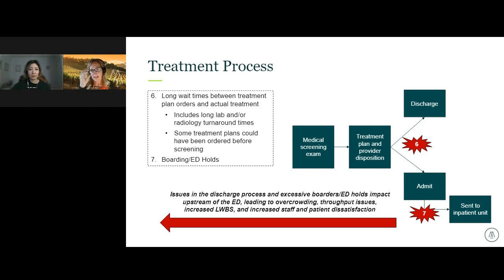Now, your boarding and your ED holds. Again, this is a tough one. Boarding frustrates everybody that works in an emergency department, the clinicians, the providers, everybody. If you're in a big ER, the last ER we were in had 90 holds typically a day, right around 70 to 90. And they were a 65 bed ER. So you can imagine that every bed was full before their day even started.